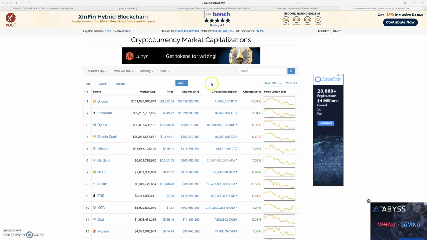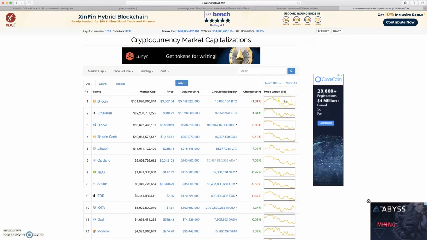But basically I have CoinMarketCap pulled up because this market, Bitcoin, all these other coins really dictate how we're going to be setting our settings. And it all depends on what you think is going to happen to the market. Okay, that's how you're going to set your settings. And it's vital to understand how this works.